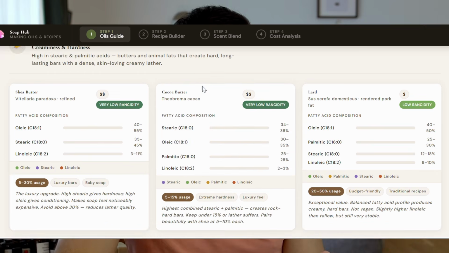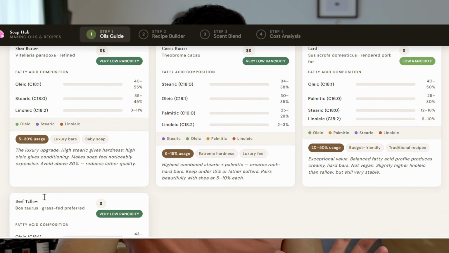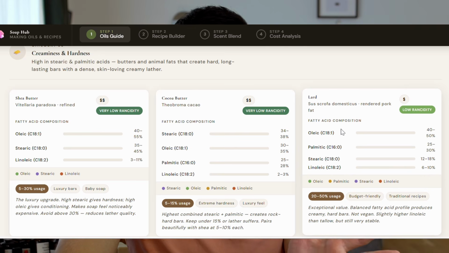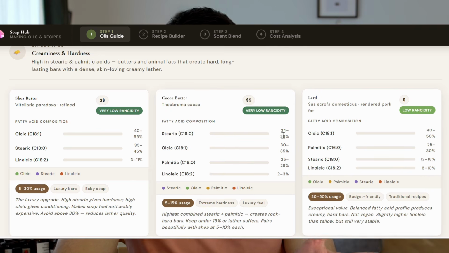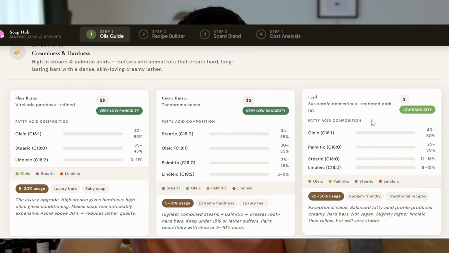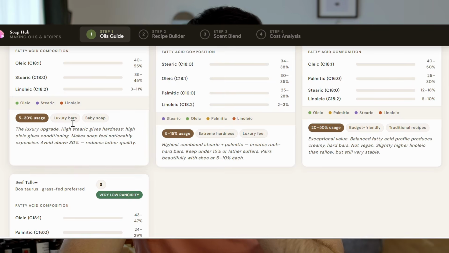Creaminess and hardness, I would go with shea butter and beef tallow. Those are my top butters. The other ones are really good. I've also used cocoa butter and lard before and they work perfectly fine. Cocoa butter though is slightly more expensive, and lard is slightly softer than beef tallow. It doesn't lead to as hard a soap as beef tallow does. So from this, I recommend shea butter and beef tallow.